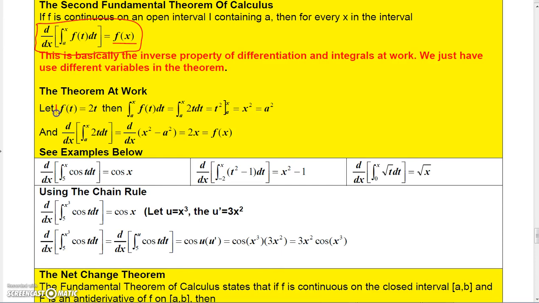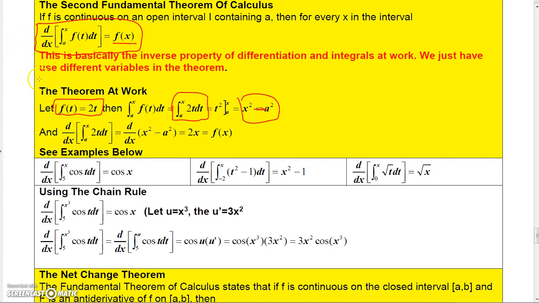If you let f of t be 2t, and you integrate 2t dt from a to x, well, 2t integrates to t squared. And if you evaluate it from a to x, you get x squared minus a squared. That should be a minus. So you get x squared minus a squared. Okay? Well, we know the derivative of x squared minus a squared is 2x.